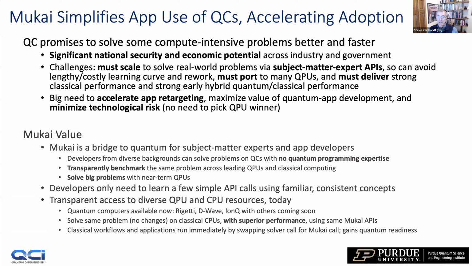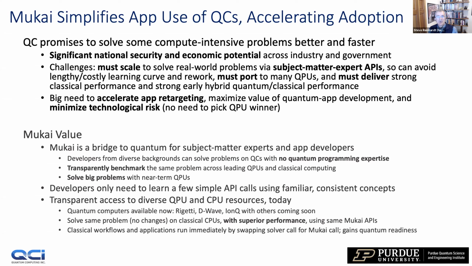Another is there really needs to be subject matter expert APIs, not just very low level APIs, because we need to be able to avoid the lengthy and costly learning curve and rework that happens if you program at a low level. Second, we need to port to a lot of QPUs because there's a lot of uncertainty about which ones are ultimately going to be the best for which problems. Also, we need to deliver strong classical performance now, prior to quantum advantage. And we also need to deliver strong early hybrid quantum classical performance once we have quantum advantage.